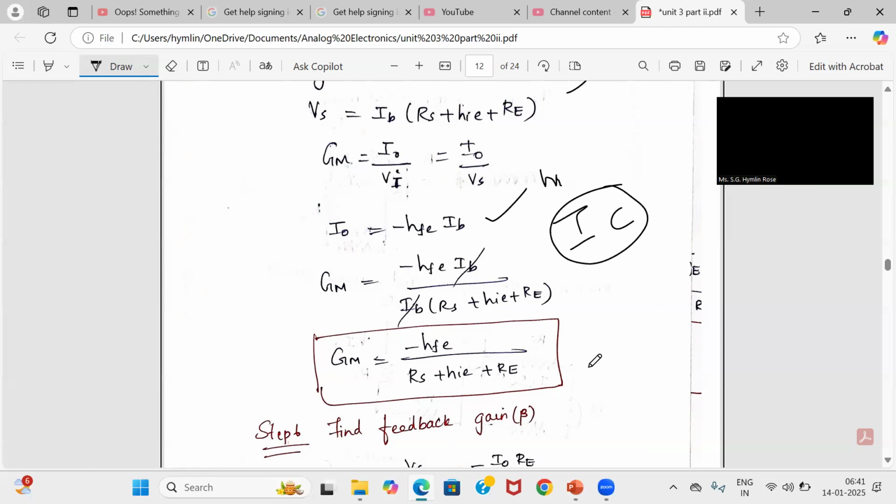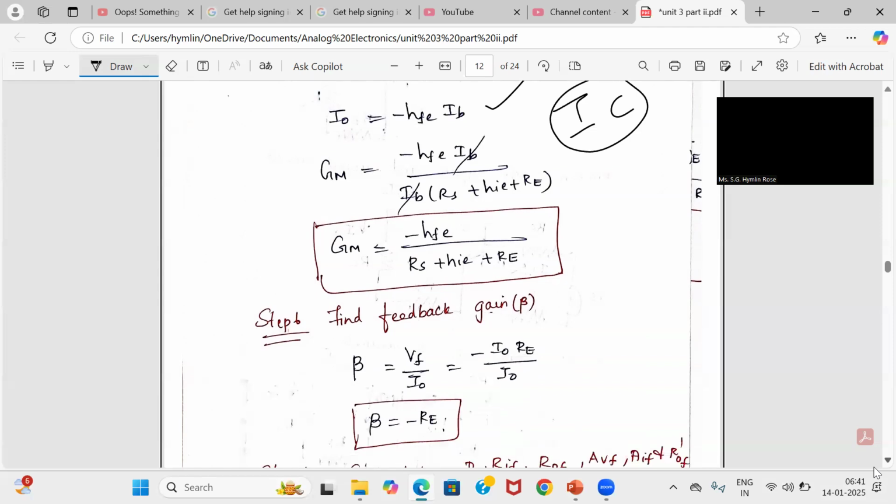Okay, you have found that. Next is to find the feedback gain. So how to find the feedback gain? Beta is equal to VF by I naught, you know. What is VF? It is the feedback voltage across the resistance RE, since it is the feedback resistance. I told you it is opposite to the output current, so minus I naught RE by I naught. So the value of beta is minus RE.